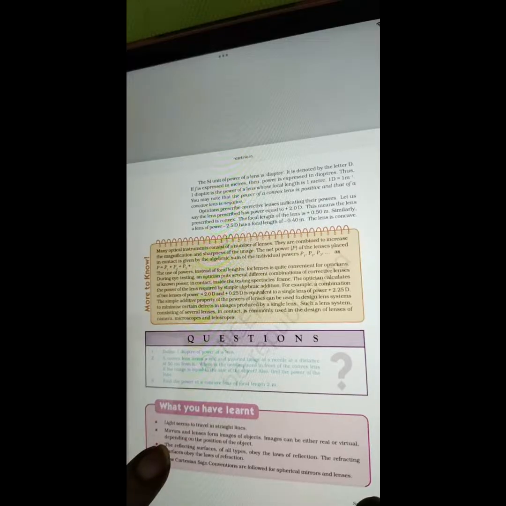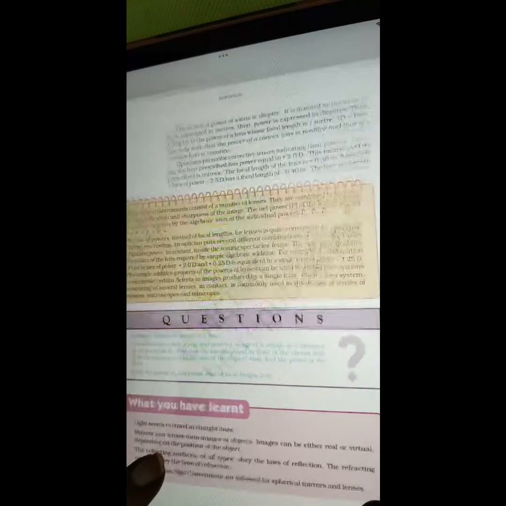Before I end, let's read these last three questions as the intake questions. First one: define one diopter of power of a lens. Second, a convex lens forms a real and inverted image of a needle at a distance of 50 centimeter from it. Where is the needle placed in front of the convex lens if the image is equal to the size of the object? Also find the power of the lens. Third, find the power of a concave lens of focal length 2 meter.